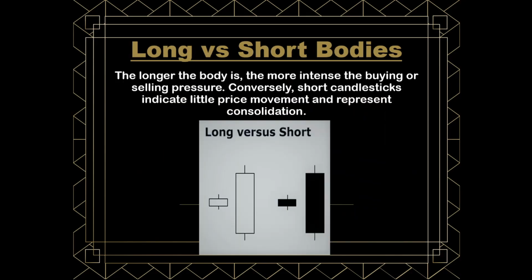Now we're going to get into the different kinds of candlesticks. Long versus short bodies. The longer the body is, the more intense the buying or selling pressure. Conversely, short candlesticks indicate little price movement and represent consolidation. So big candlesticks like this, there's big range on the price chart. Tiny little candlesticks like this, there's not much price movement going on. Prices are at a standstill pretty much.